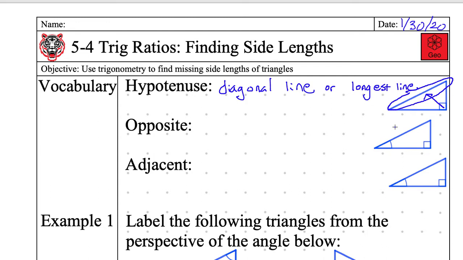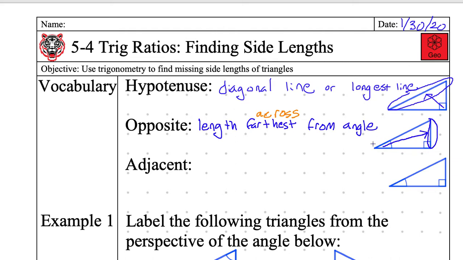So if my angle of reference is down here, I'm looking here at the triangle, my opposite is going to be the thing that is all the way across the triangle. So you want to say the length farthest from the angle. And if you don't like the word farthest, you can say it's across from the angle. And then we can circle that one as well. So our opposite in this case is right there.